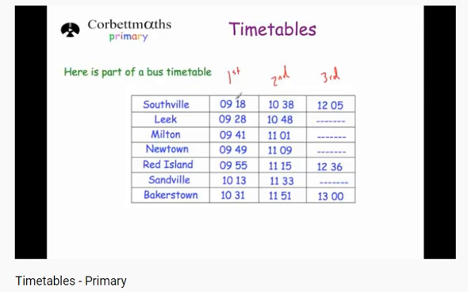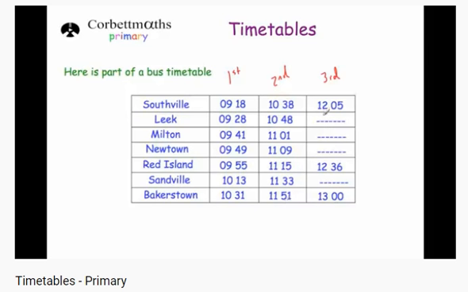And this time we'll say that the first bus will leave Southville at 9:18 and it'll arrive at Leek at 9:28. Then it will arrive in Milton at 9:41 and it'll arrive in Newtown at 9:49. It'll arrive in Red Island at 9:55. It'll arrive in Sandville at 10:13 and it'll arrive in Bakerstown at 10:31. And that's the bus finished its journey. So it starts at Southville, finishes at Bakerstown, and these are the places that it stops and the times that it stops there at. This is then the second bus, so it starts at 10:38, it arrives at Leek at 10:48, and so on and so on, and finally stops at Bakerstown at 11:51.